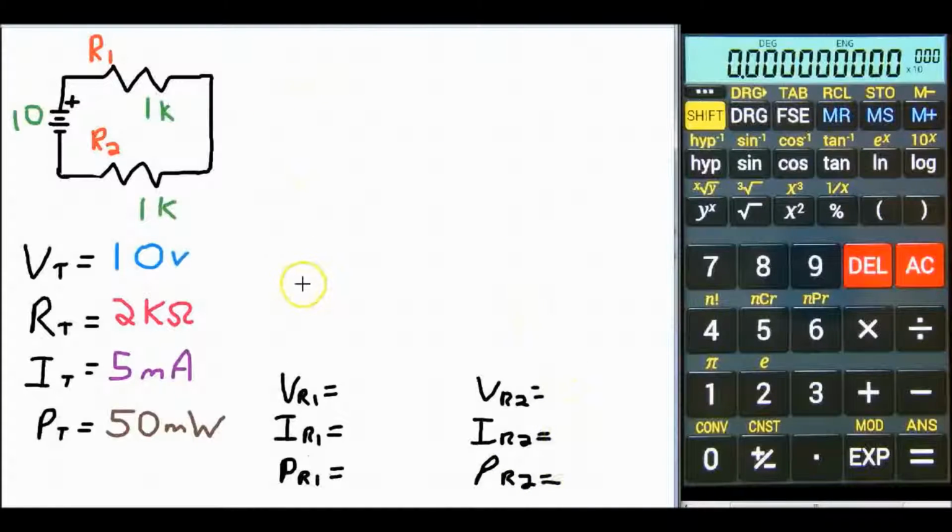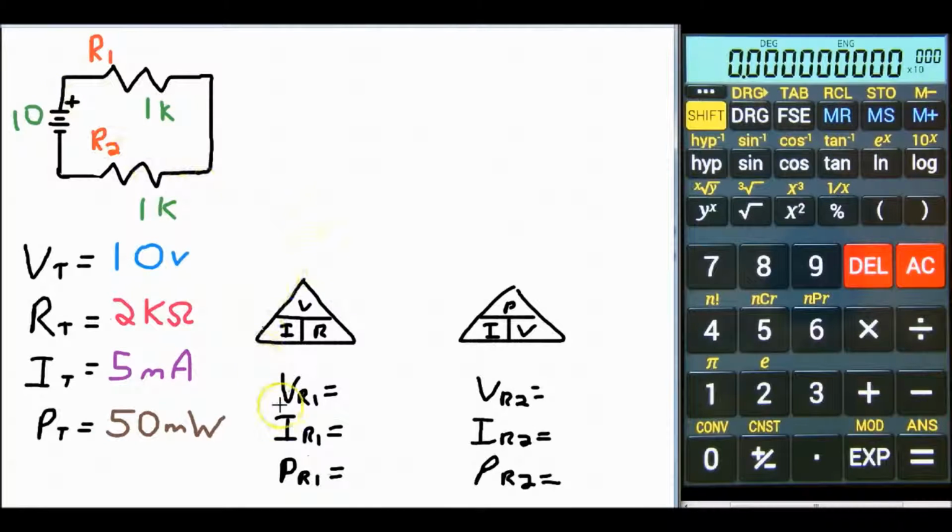Now I'm going to go ahead and put on Ohm's Law triangle, which is V over I R, and Watt's Law triangle, which is P over I V.